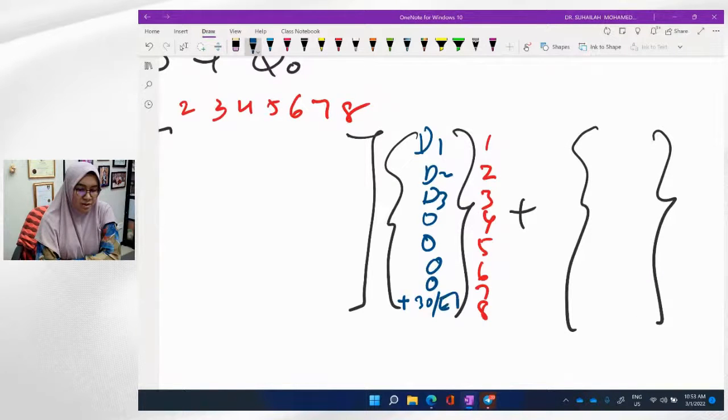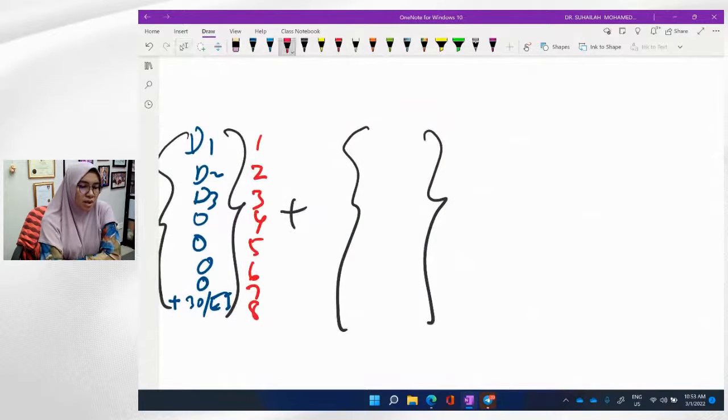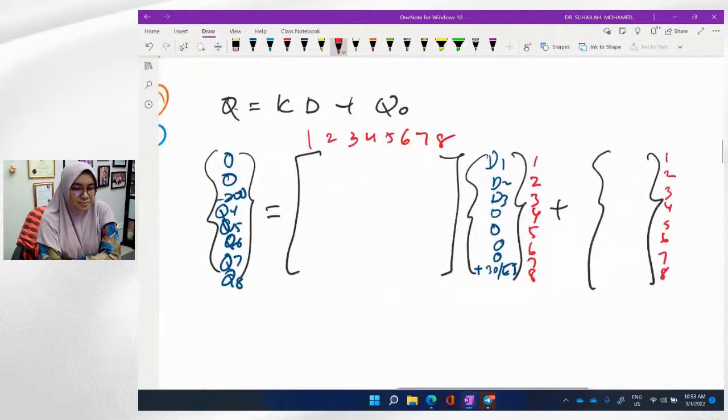30 over EI. And then we have Q naught that we need to calculate, which comes from member AB, or member 1.